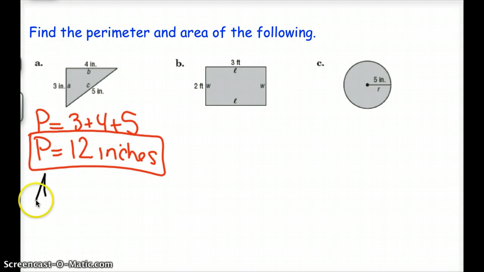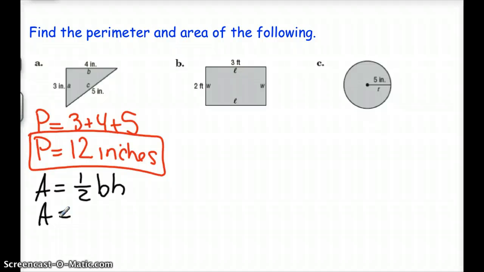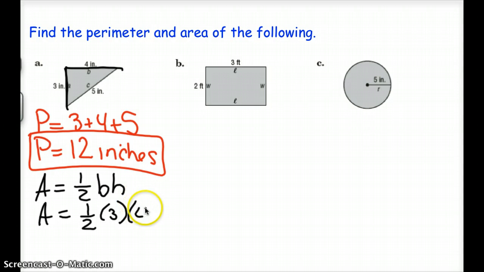Then I need to find the area. Area of a triangle is half base times height. I don't know that you need to write down the formula in your homework, but I'm communicating with you what the formula is, so if you need to write it down, you can. Base and height have to be at right angles, so 3 is my base, height is my 4. So my area equals half of 12, which is 6 inches squared.